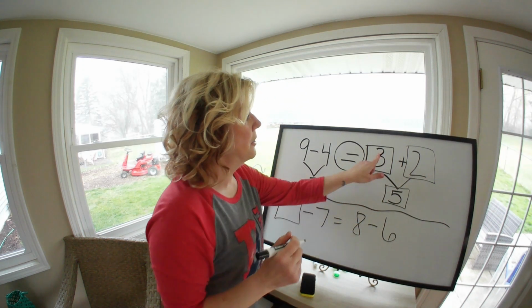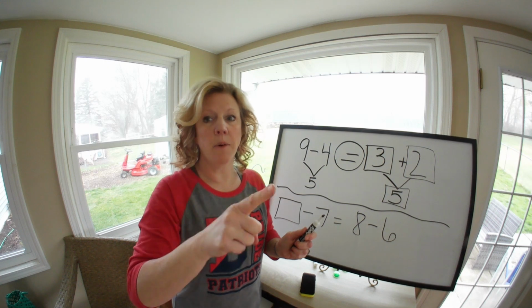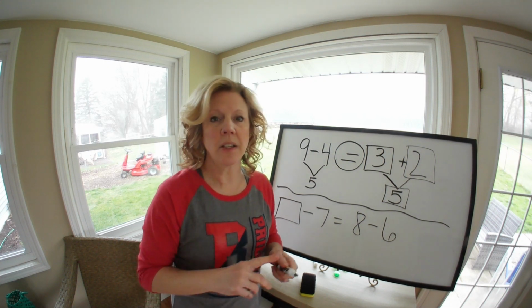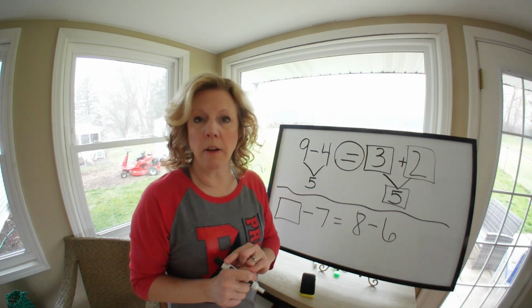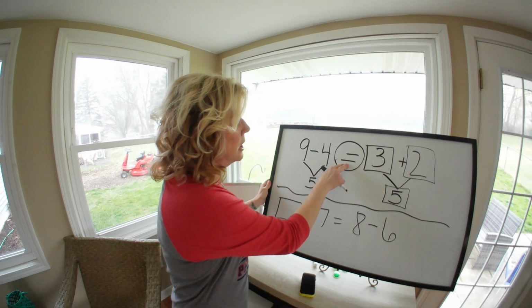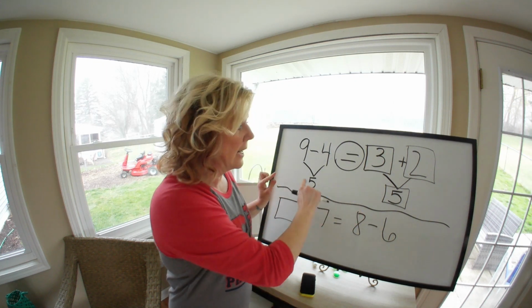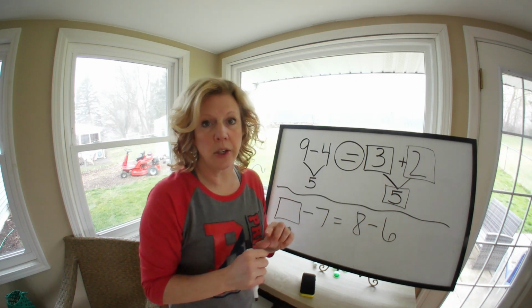Now let's check it. 3 plus 2. Does that equal 5? 3, 4, 5. Yes, it does. So that's how you would solve that problem. So remember, you've got to find your equal sign. You have to put a caret underneath both sides, find the total, and then back into the problem.